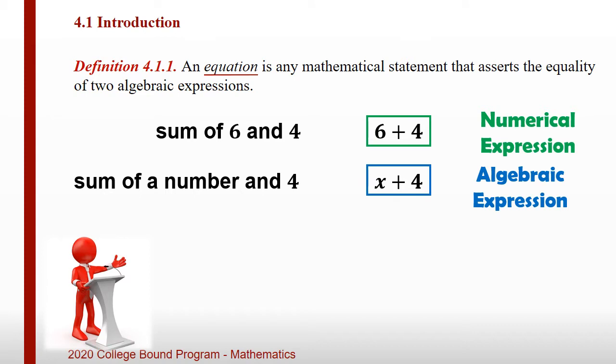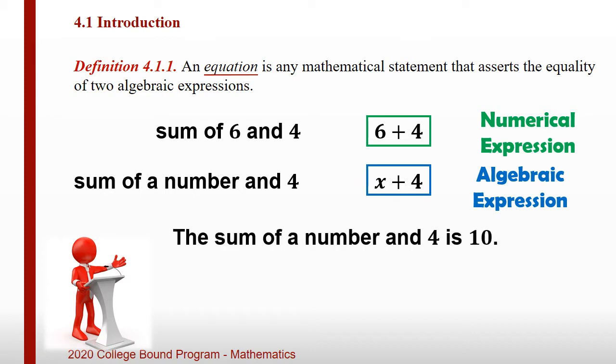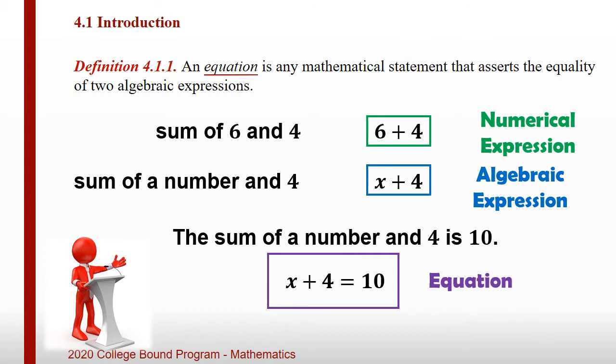So how about the statement, the sum of a number and 4 is 10? This can be divided into two parts. We know that the sum of a number and 4 is x plus 4, while the second part can be written as equals 10. The resulting mathematical statement is an example of an equation, where x plus 4 can be labeled as the left-hand side and 10 is the right-hand side.